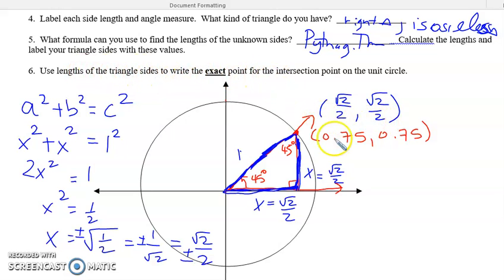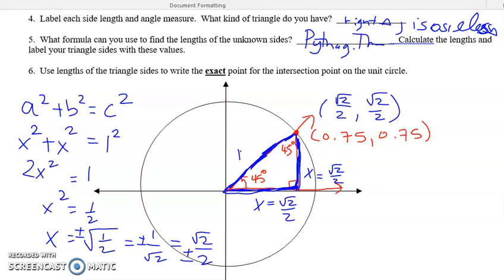Now, number 6, it says use the lengths of the triangle to write the exact point. Here is your exact point. The red is my approximated point. Okay? We're going to move to the next part of this. The next question then, I am going to move down to number 8. I'll skip number 7 for right now. I'll come back to it in class tomorrow.